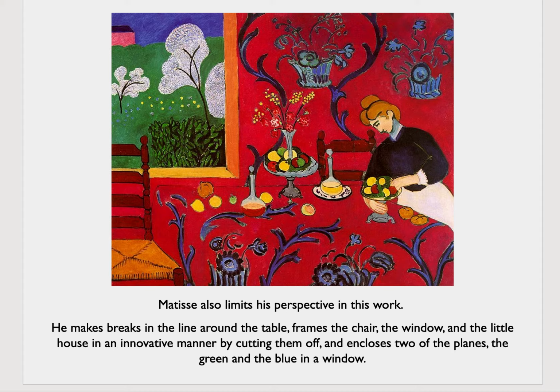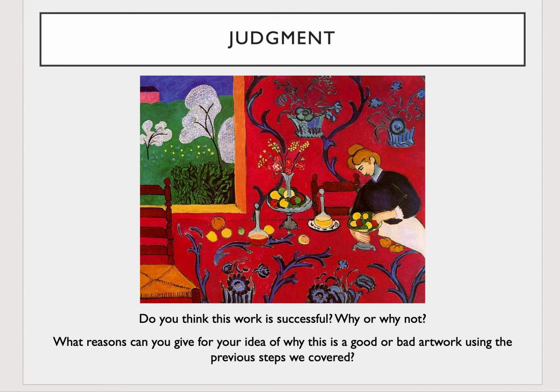Matisse also limits his perspective in this work, right? He breaks the chair in half. He cuts off the bottom of the table. We can't see the ceiling. We can see out the window. Think about how those matter, or do they?